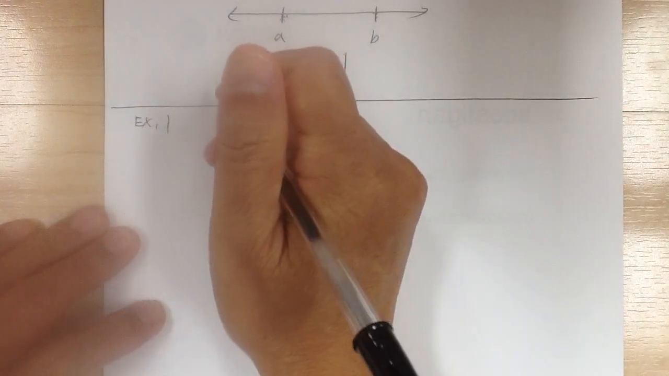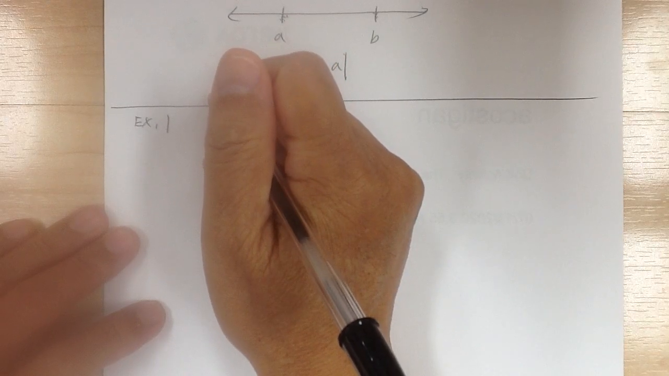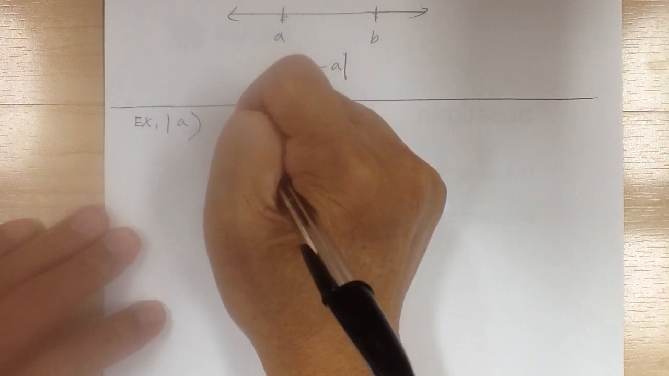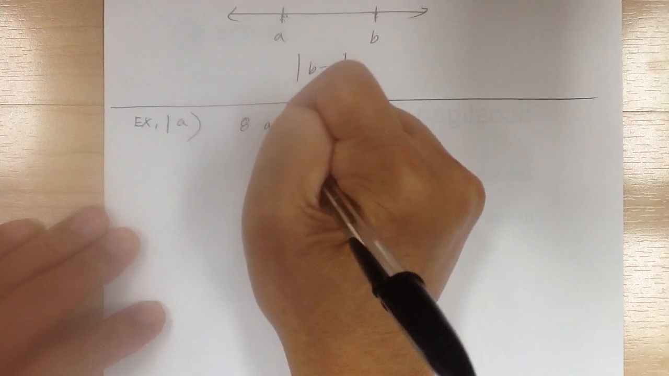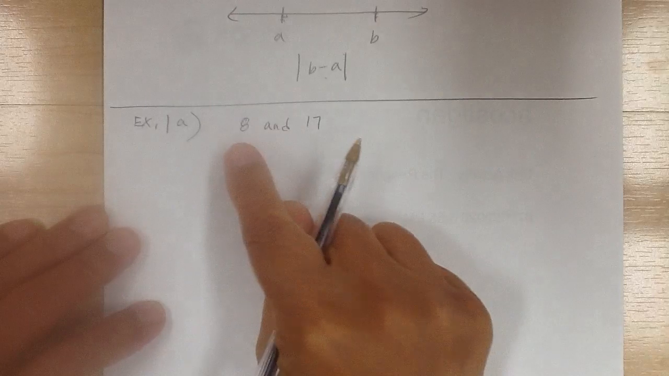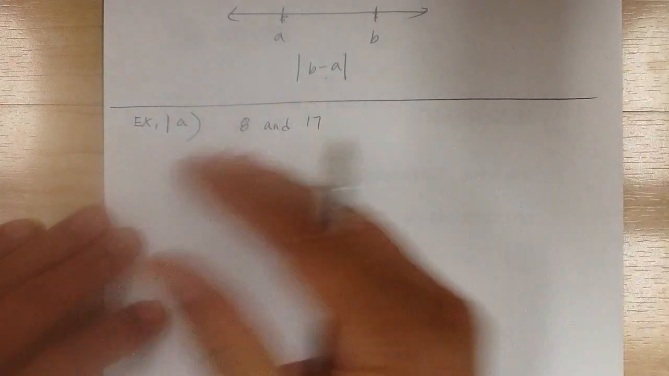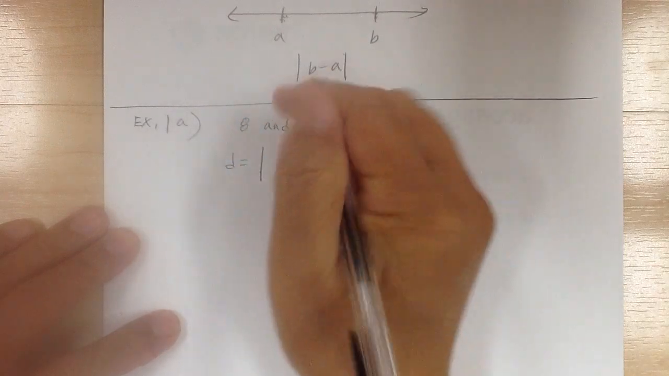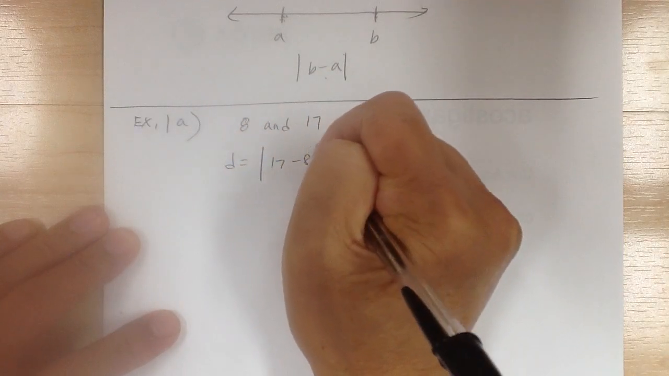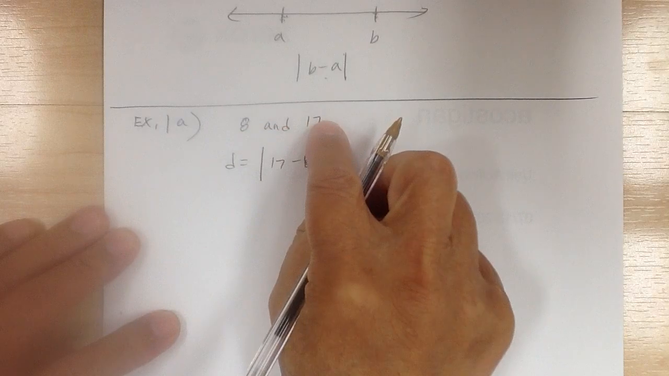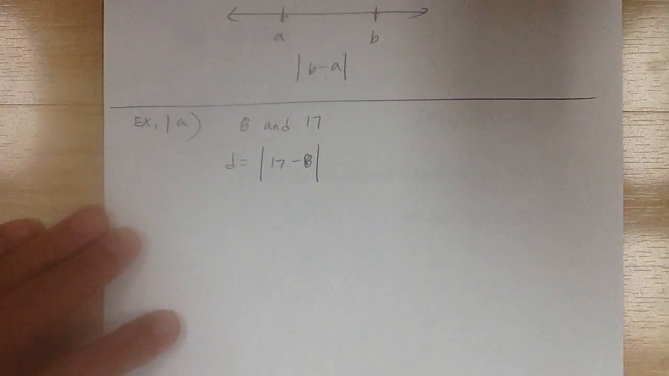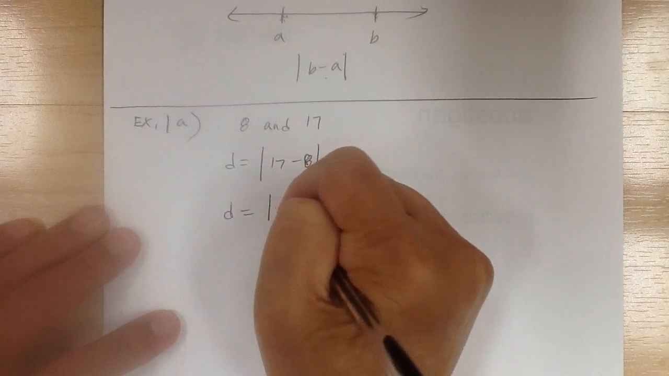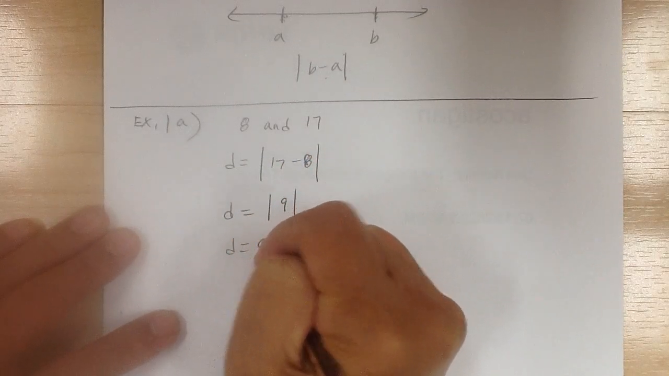Example 1 is to find the distance between the graphs of each pair of numbers. So 1a, you're looking for the distance between 8 and 17. To find the distance between the two, you just subtract and take the absolute value. So the distance equals the absolute value of 17 minus 8. Again, this is the beginning and this is the end. You always use the end minus the beginning. So the distance equals the absolute value of 9, and so the distance equals 9.